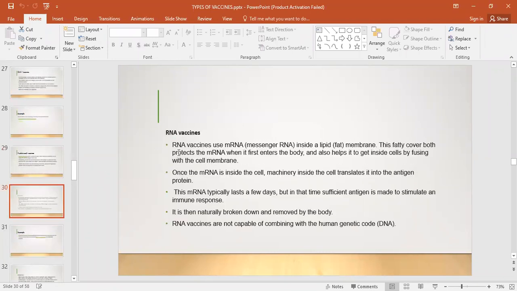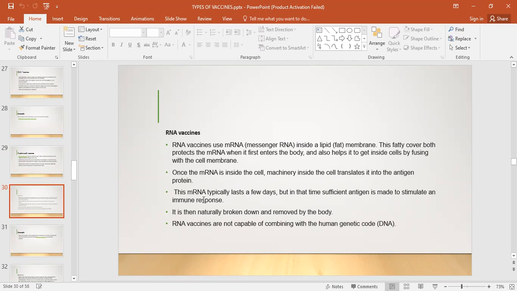Now comes the RNA vaccine. RNA vaccines use messenger RNA inside a lipid fat membrane. This fatty cover both protects the messenger RNA when it first enters the body and also helps it to get inside the cell by fusing with the cell membrane. Once the messenger RNA is inside the cell, machinery inside the cell translates it into the antigen protein.